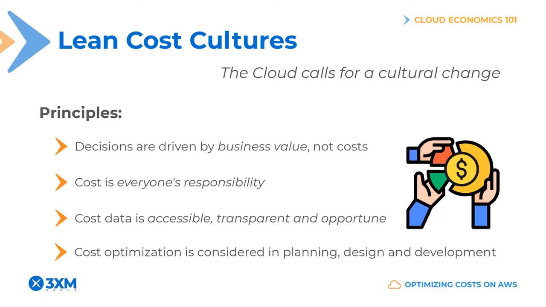First of all, decisions are driven by cloud value, not cloud cost, and I'll talk about that in a second. Second, cost is everyone's responsibility. Everybody in the organization takes ownership of and is accountable for their cloud usage. Third, cost data must be accessible, transparent, and opportune. That means that it's available and presented conveniently to those who need it exactly when they need it. And last, cost optimization is considered in planning, design, and development.